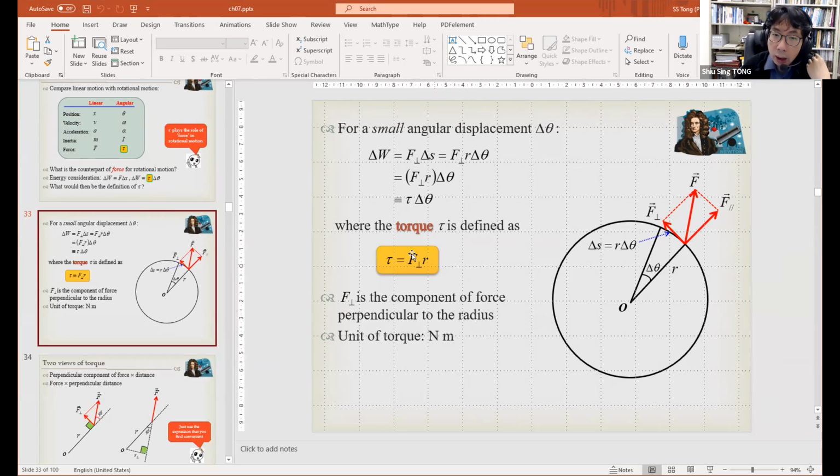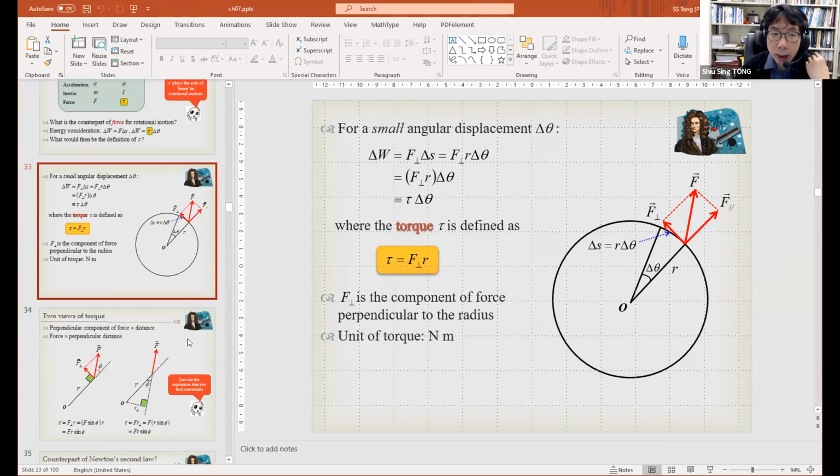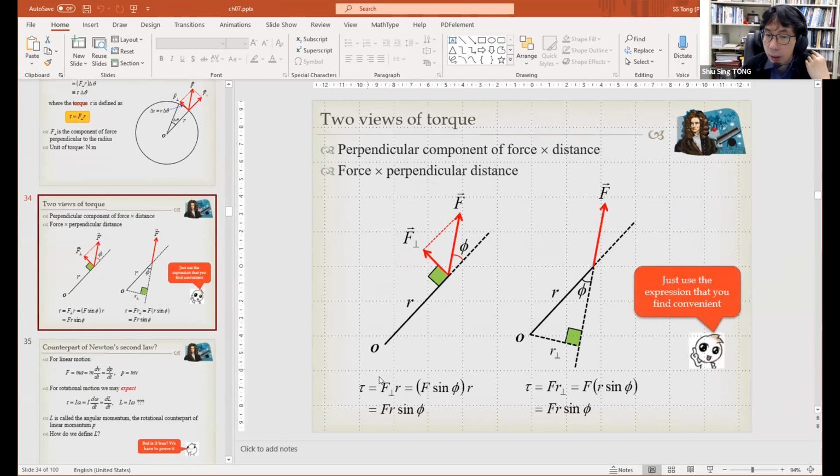Now you can see from this definition that the torque can be expressed in terms of the force, the distance of application, and also a factor of sine phi. The phi is the angle between the force and the radius, the radial direction. So you may also consider the torque as the distance of the line of application of force from the pivot multiplied by the force itself. It just gives you the same result.